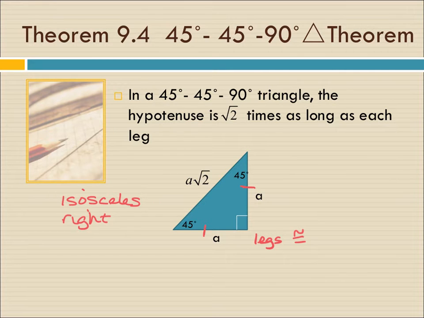So, for example, if I told you A equals 8, then I also know that this A down here is also 8, and then the hypotenuse is just going to take what A was, which was 8, and put square root 2 behind it. So this is a special right triangle. It's called the 45-45-90 right triangle. Pretty good here?